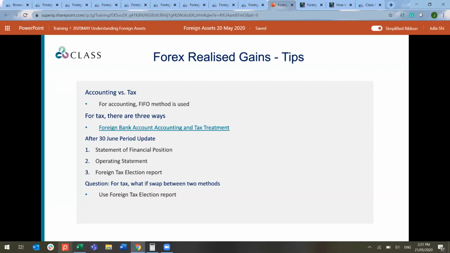So what I do recommend is to include this foreign tax election report in one of your work papers so that you can see what has been selected in the past financial year. Then in this financial year, if there is any realized gain or losses that's over your expectation, at least you know where to troubleshoot this issue.